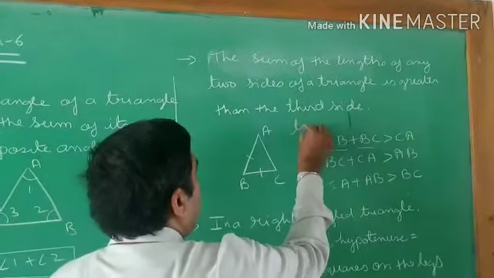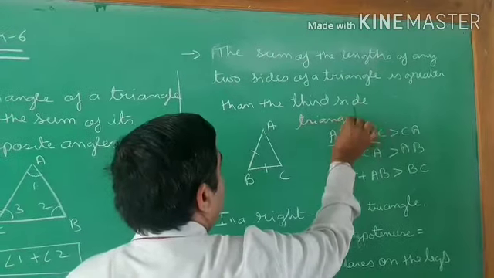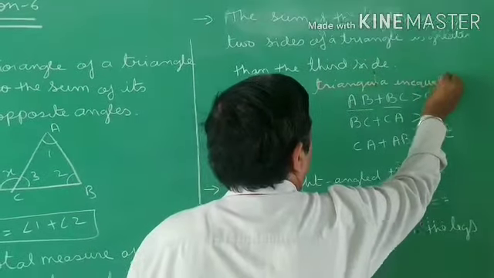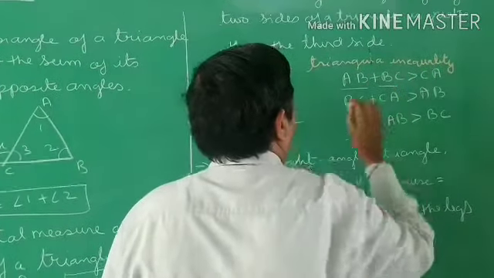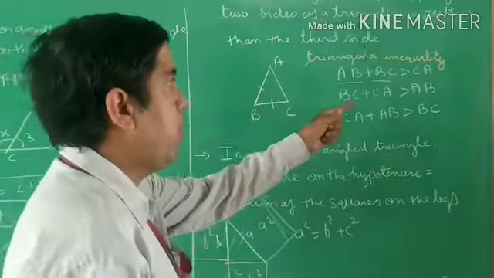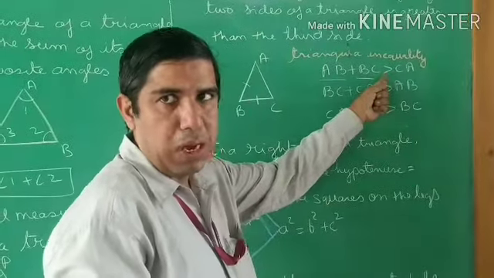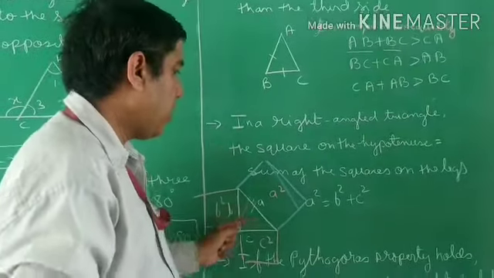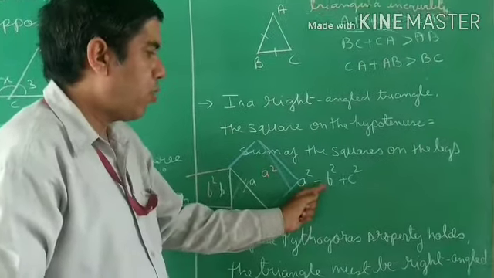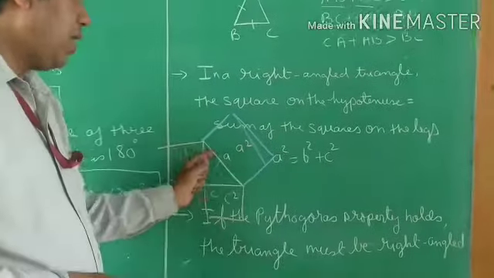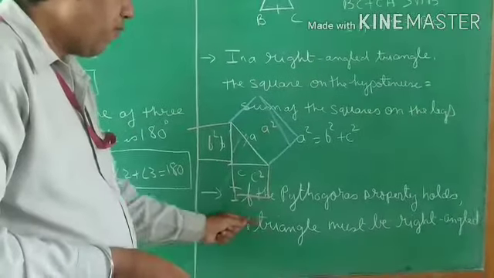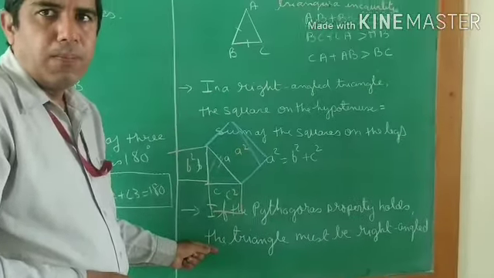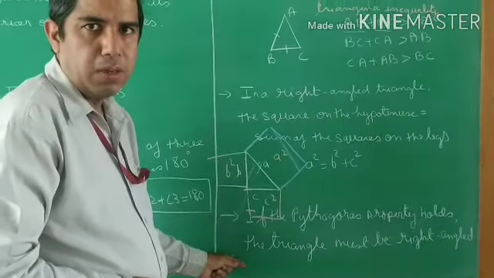It is called triangular inequality because you can see it is not equal, so it is called inequality. And it is always true in any triangle. And for a right angle triangle, we have seen the Pythagoras theorem: A square is equal to B square plus C square, and A is the hypotenuse. Now if the Pythagoras theorem is true, then the given triangle is a right angle triangle.